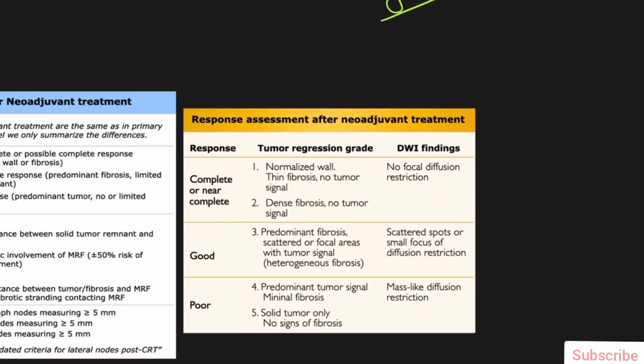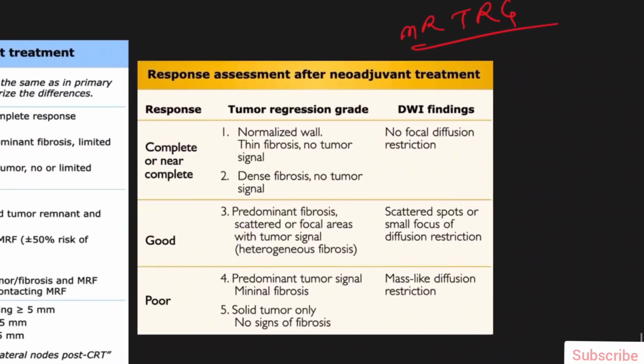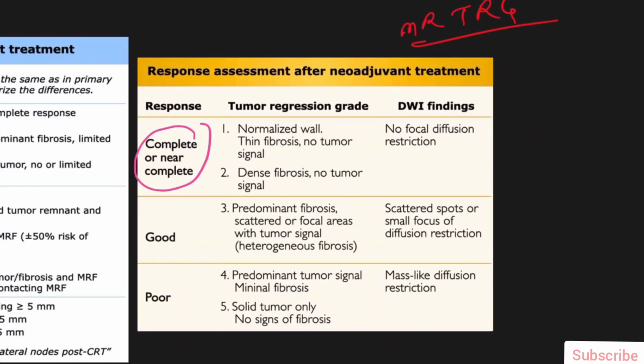So the response after neoadjuvant therapy is graded, and this is known as the MRTRG, that is MRI tumor regression grade, and this is graded on T2 MR images. We have to grade the degree of fibrotic transformation on T2 MR images using this 5-point scale. So one is complete or near complete, one is good, one is poor.